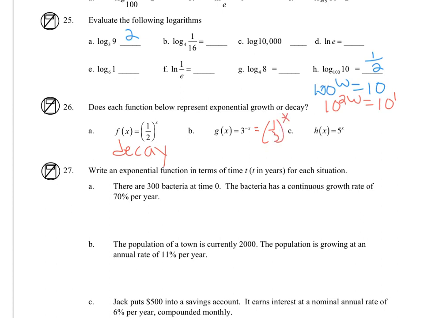The same logic for B, it's decay. If I change my exponent to be positive, then the base is between 0 and 1. Or if we look here, 3 would be growth, but then this negative x is a reflection, making it decay. So then C, that's growth. The base is more than 1.